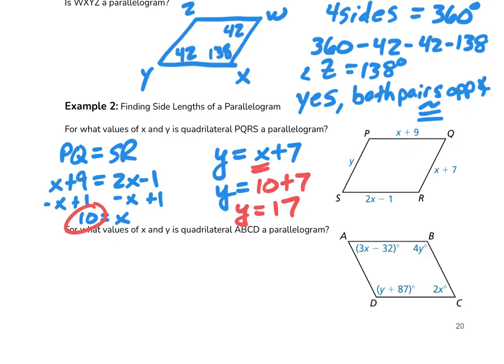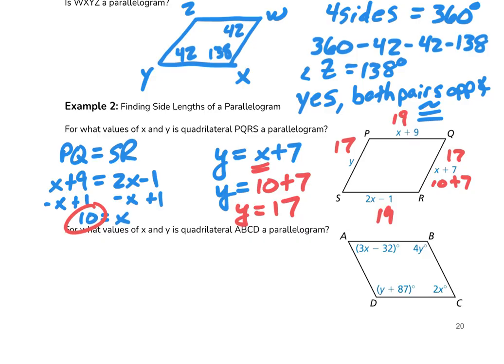Now, what you could do is check this, right? If I took 10 and plugged it in for x, 10 plus 9 is 19. 2 times 10 is 20 minus 1 is also 19. So that's just proving that those two sides are congruent. Over here, this side is 17, and this side is 10 plus 7, which is also 17. So you could do some work to verify that opposite sides are congruent by plugging it back in.